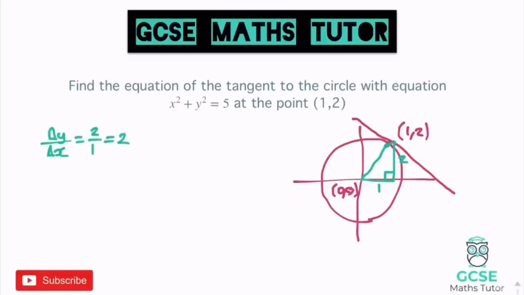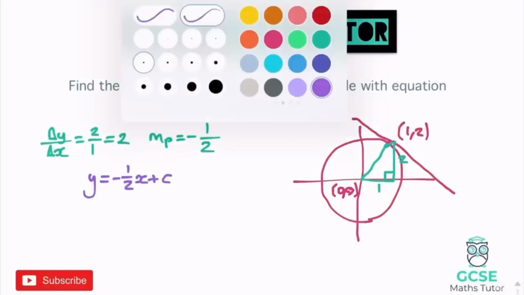So our perpendicular gradient, doing our negative reciprocal of 2, remembering again that 2 is just 2 over 1, becomes 1 over 2, and swapping to a negative. So there's our gradient. And again, from here, it's pretty much the same steps as on the previous video. So let's just have a look. We've got y equals minus a half x plus c, and then our coordinate is 1, 2. And if we sub that in, let's see what we get.